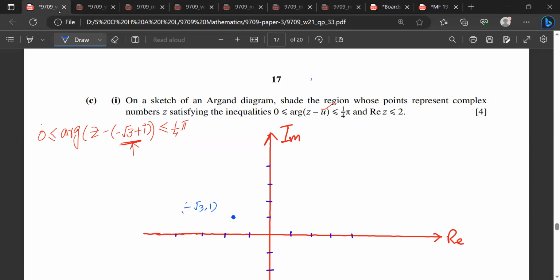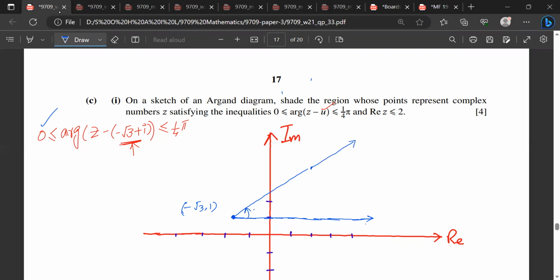Greater than or equal to 0, draw the line passing through. So this is one half line, with angle 0 with the real axis. The other is the half line with angle pi by 4. So it can be somewhere over here.